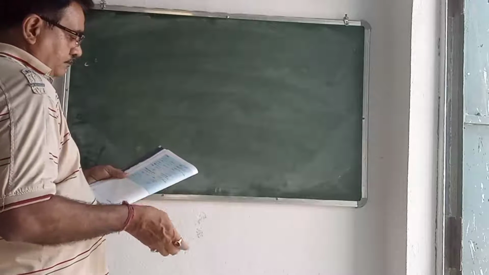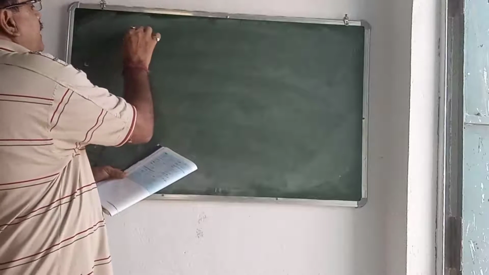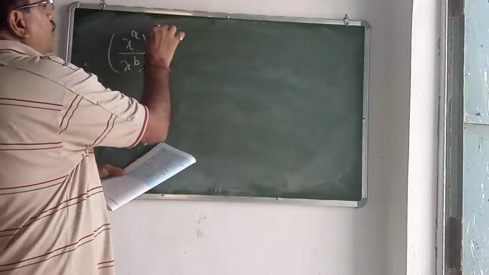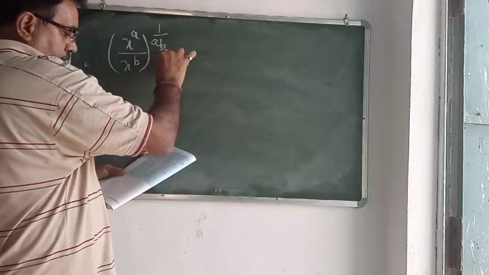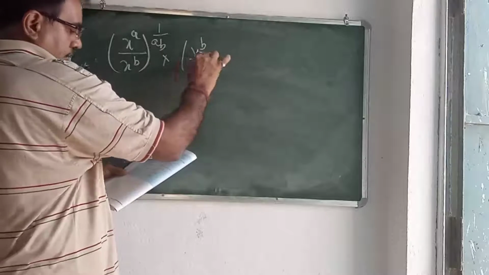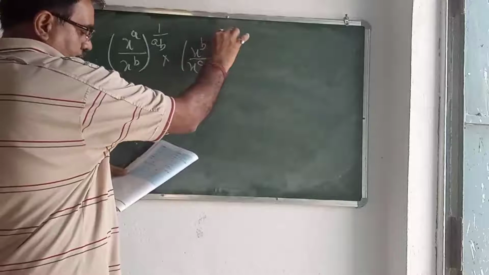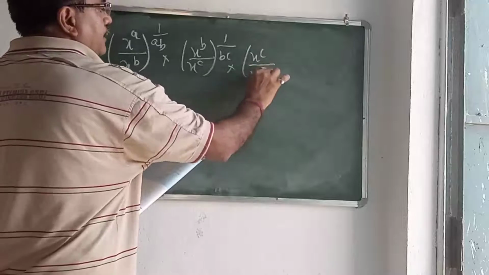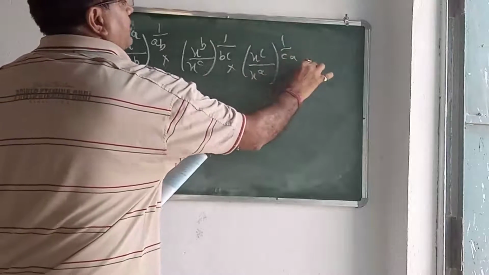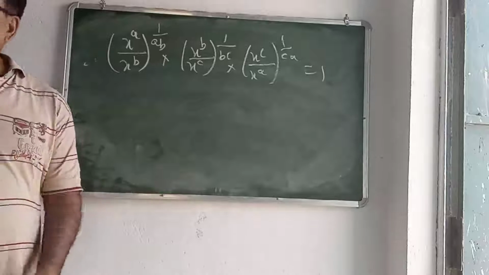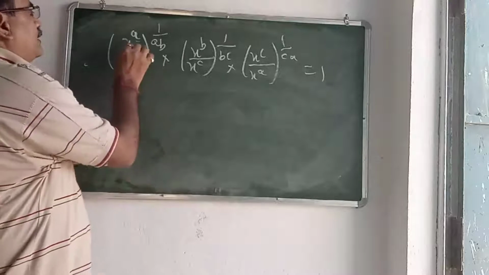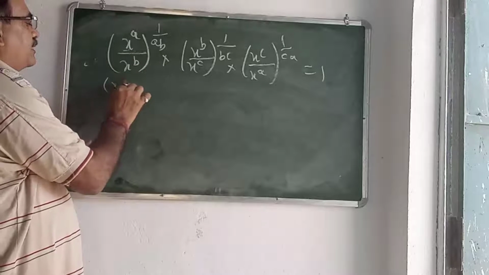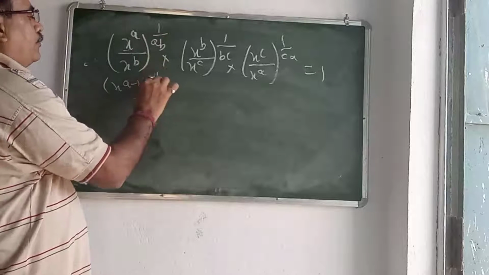(x^a by x^b) to the power 1 by ab into (x^b by x^c) to the power 1 by bc into (x^c by x^a) to the power 1 by ca. We have to prove this equal to 1. So this is same base, division sign is there, so power will be subtracted. X to the power a minus b, their power 1 by ab.